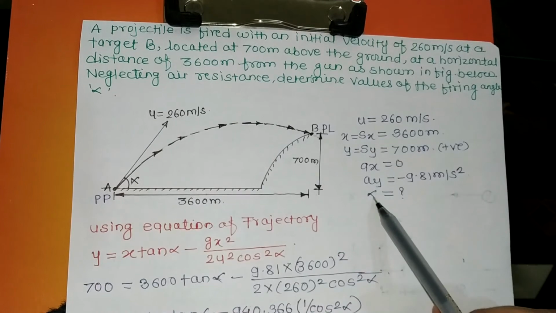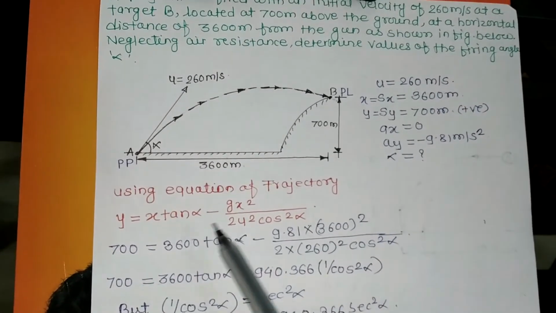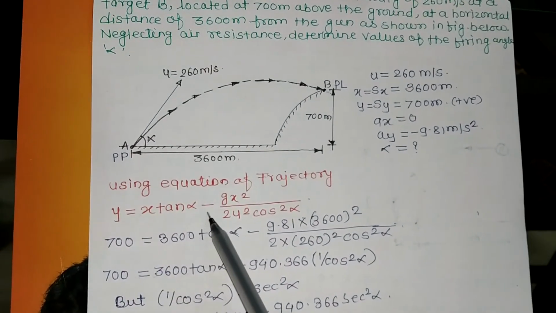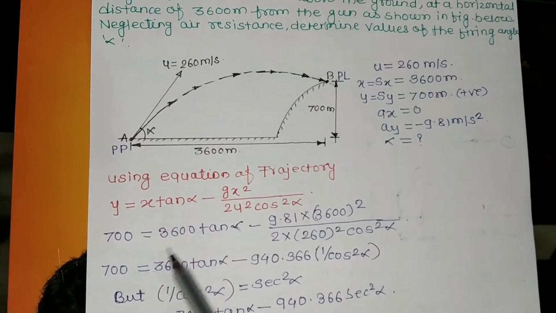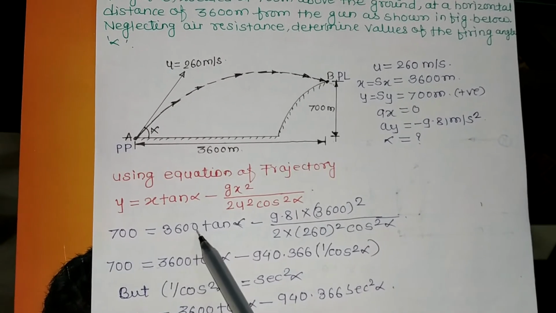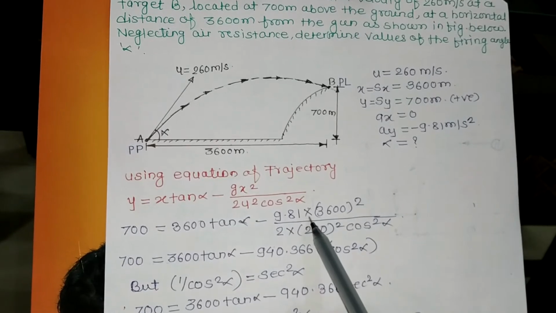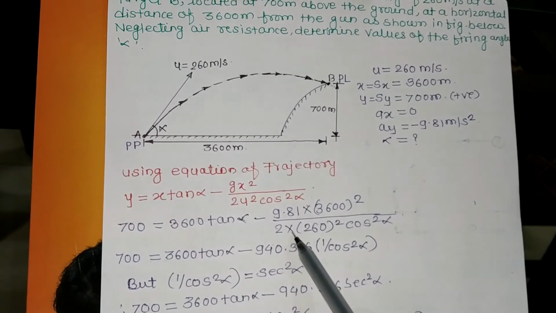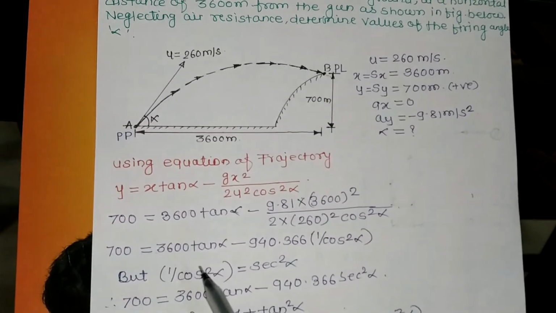As we have to find out the angle alpha, we are going to use the equation of trajectory. Now what is the equation of trajectory? It is y equals x tan alpha minus g x square upon 2 u square cos square alpha. Substituting the values, y is positive 700 equals 3600 tan alpha minus 9.81 into x square, that is 3600 square, upon 2 into 260 square cos square alpha.